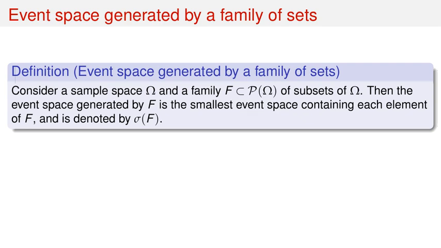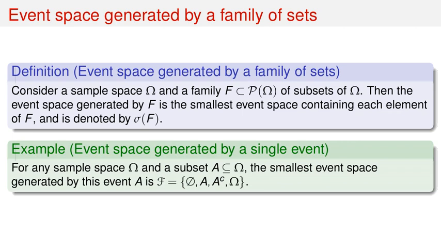Now let's define the event space generated by a family of sets. Consider a sample space omega and a family F, which is a collection of subsets of omega. So F is a subset of the power set of omega. Then the event space generated by F, denoted by sigma of F, is defined as the smallest event space that contains every element of F.